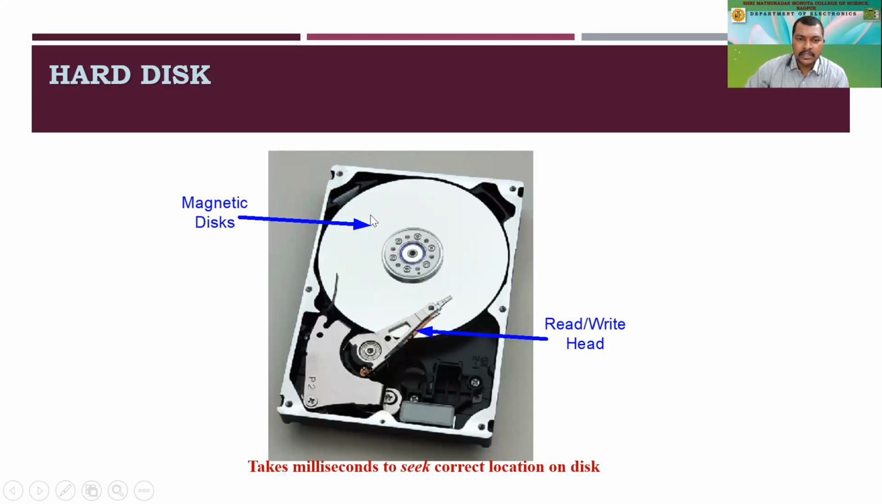This magnetic disk is revolving at a very high speed, and it has sectors, right? So we have sectors like pizza pieces, and these sectors store the data. The read-write head, having a laser beam, is able to sense the data, write the data, as well as read the data from that. So this was just an example.